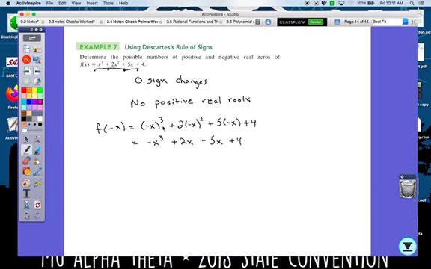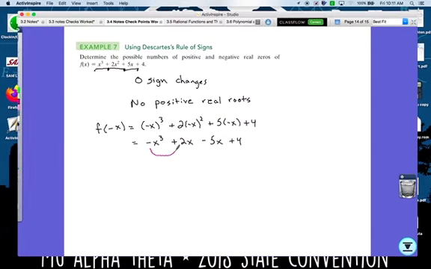Now we count the sign changes. It starts out negative, and then it changes to positive. Then it changes to negative, and then it changes back to positive. So there's 3 sign changes. And so that tells me there's either 3, or if you subtract 2 from 3, you get 1, negative real zeros or real roots.